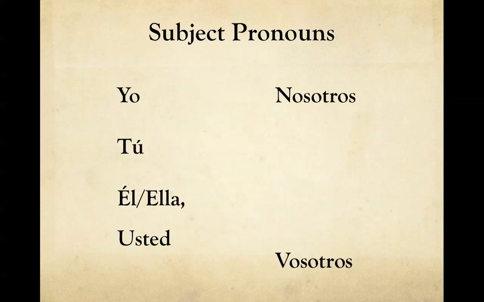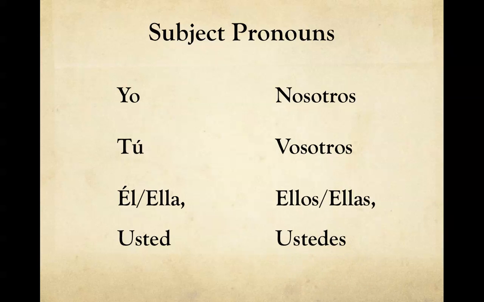Okay, so what's the first person subject pronoun? Yo. Okay, so now we know that subject pronoun, yo, meaning I. The rest of them should follow pretty easily. So, tú, él, ella, usted, nosotros, vosotros, ellos, ellas, or ustedes, okay?